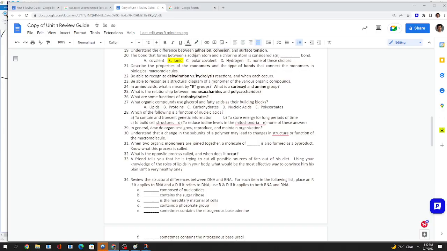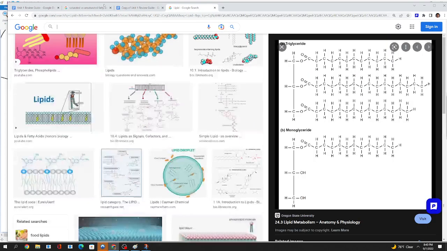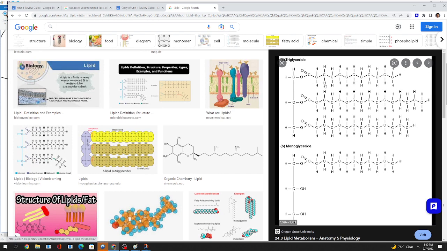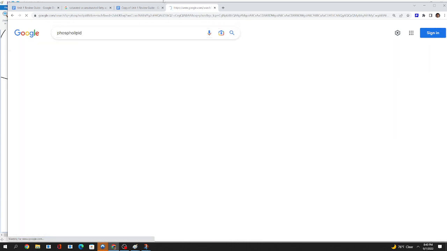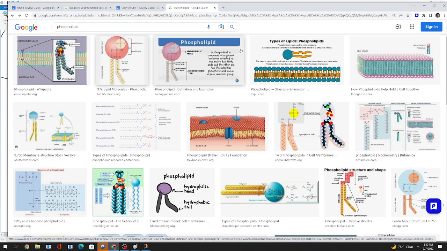Be able to recognize a structural diagram of a monomer and various organic compounds. The best way I can tell you is for lipids, it's always going to be this fatty acid chain that you're going to have to recognize. There are exceptions. There's a thing called a phospholipid. Phospholipids have this phosphate group attached to it, but it will still have the fatty acid chain. But it's only going to have 2 of them instead of 3 sometimes.